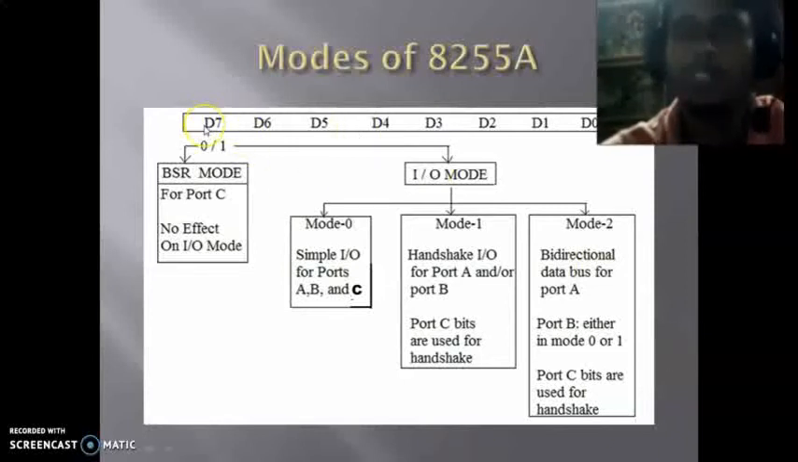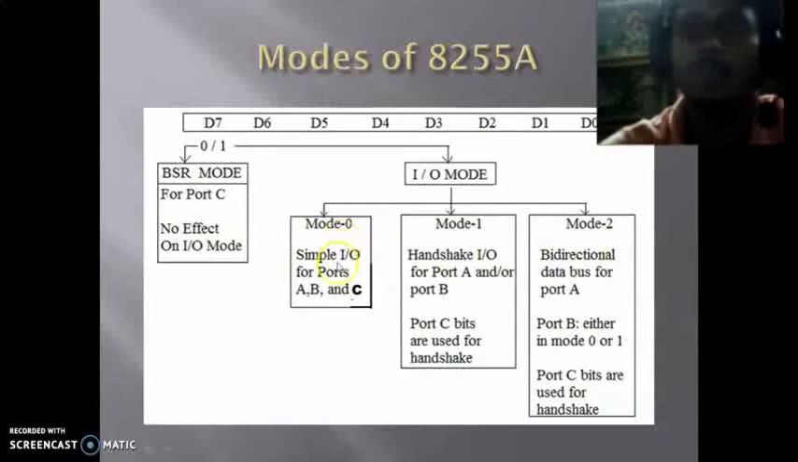So the modes are very important for 8255A. Basically, the D7 bit of this particular control word selects the mode. If it is 0, then it will be the BSR mode, that is bit set reset mode, and if it is 1, then that will be the input output mode. And in input output mode, we have 3 types in case of 8255A, that is mode 0, mode 1 and mode 2.